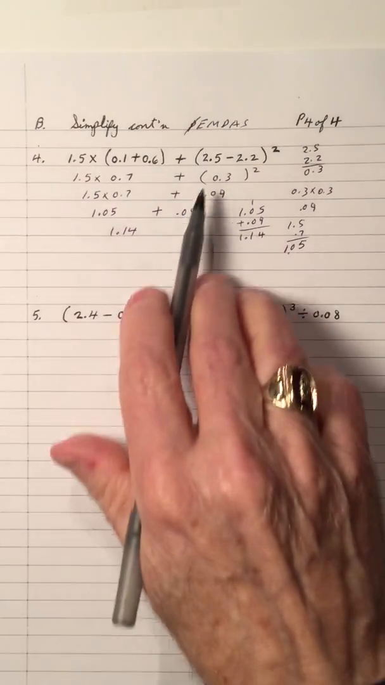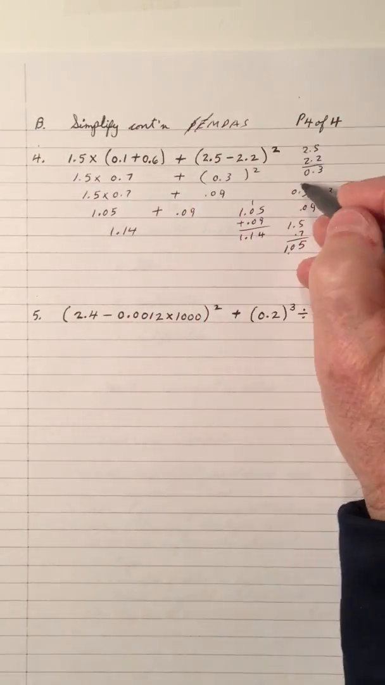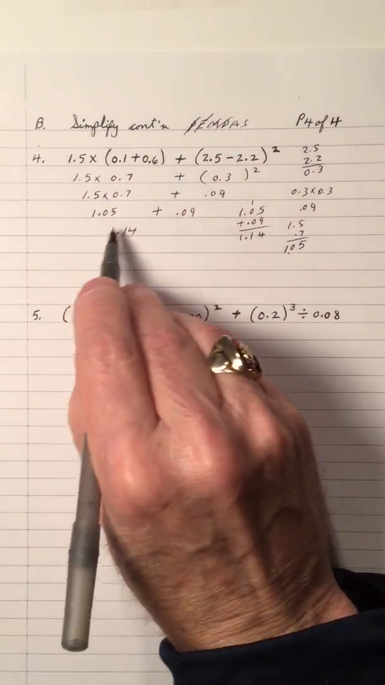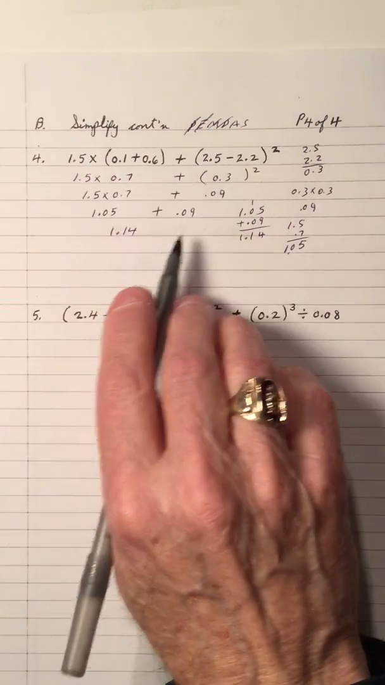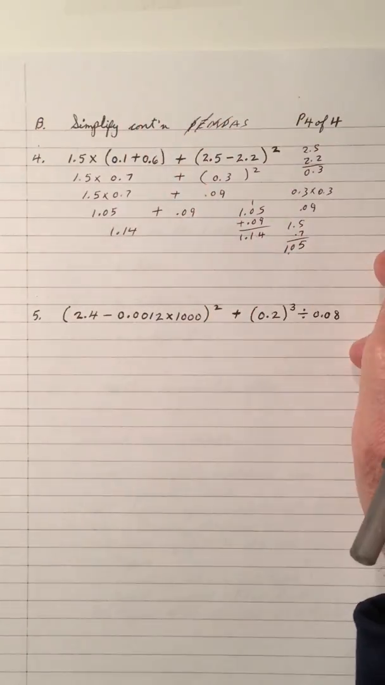Again, notice I do one step at a time. I do my brackets, I did my exponents, then I did my multiplication, division, that's gone, and then I did my addition last. One step at a time. So when somebody goes to look at this, what did he do? You can follow the order of how I did it.